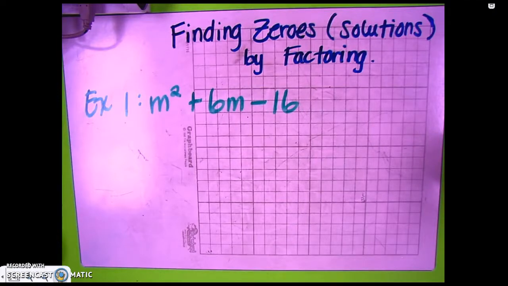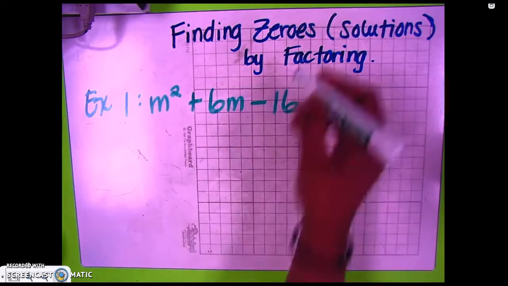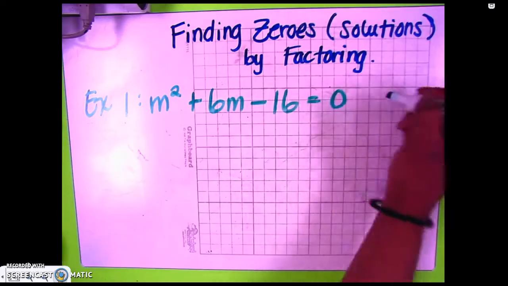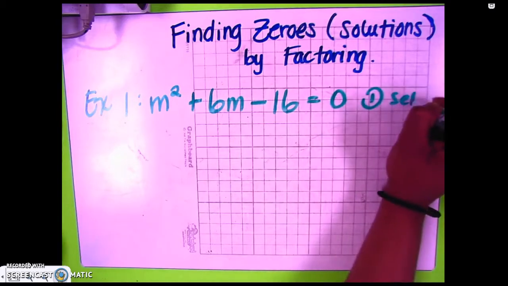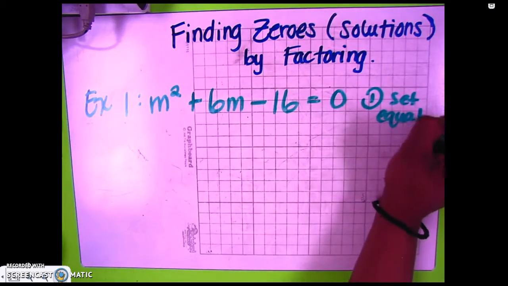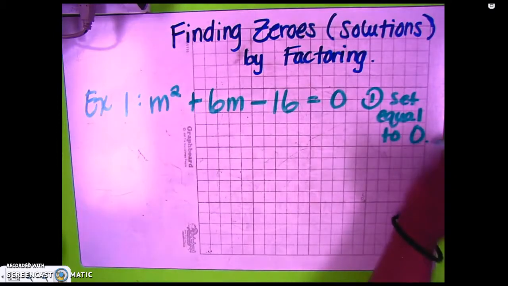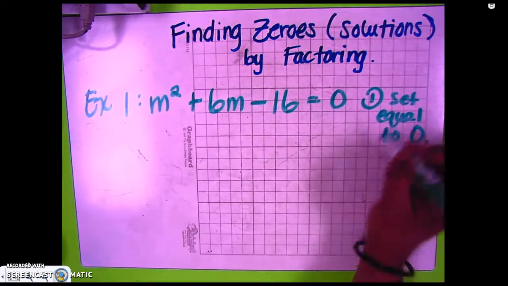So before break, you guys learned how to factor quadratics. Our first example, we had the quadratic m squared plus 6m minus 16. We're going to factor this and then find the zeros. If your quadratic equation is not already set equal to 0, then go ahead and do so. Okay, and then you're going to factor.